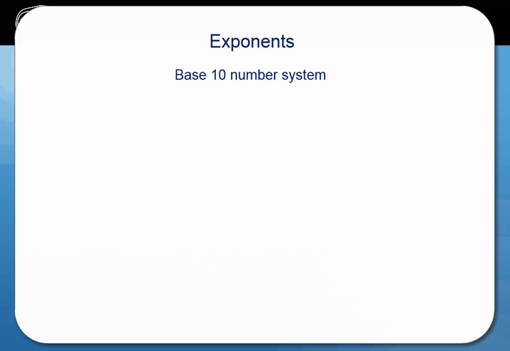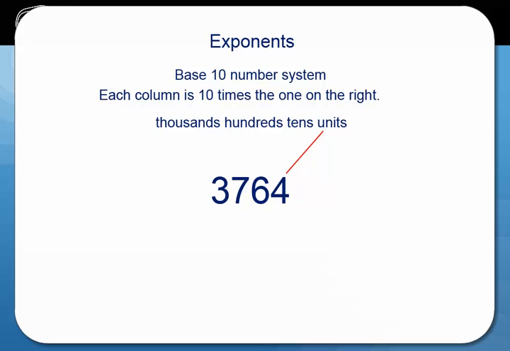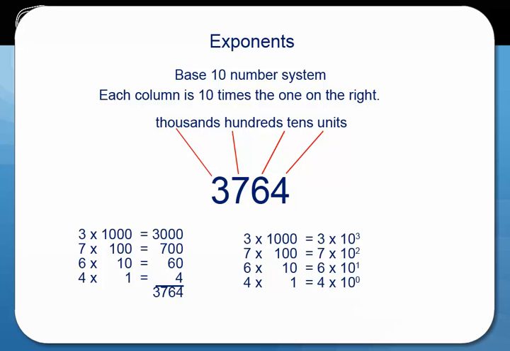We generally use the base 10 numbering system. It could be because we have 10 fingers. The value of each column of numbers is a multiple of 10. We have the units column, tens column, hundreds column, and thousands column. With this number we have 3 thousands, plus 7 hundreds, plus 6 tens, and plus 4 units.